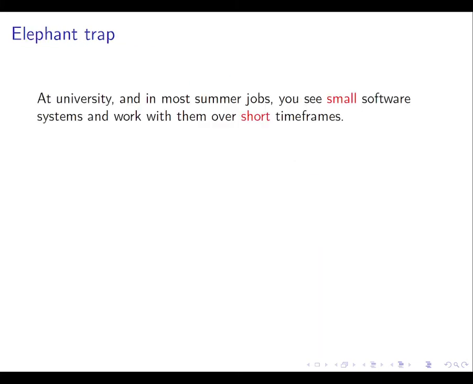So the elephant trap that we have to try to avoid, and I want to talk about it right now, is this. When you are a university student, and actually to a large extent when you are somebody working in an internship or in a summer job, you tend to see small software systems and you tend to work with them over quite short time frames. And so you tend to be in a situation where it's possible for you to have a pretty good understanding of the whole of a software system.